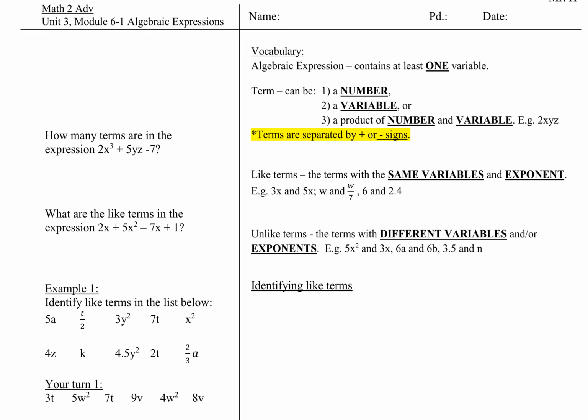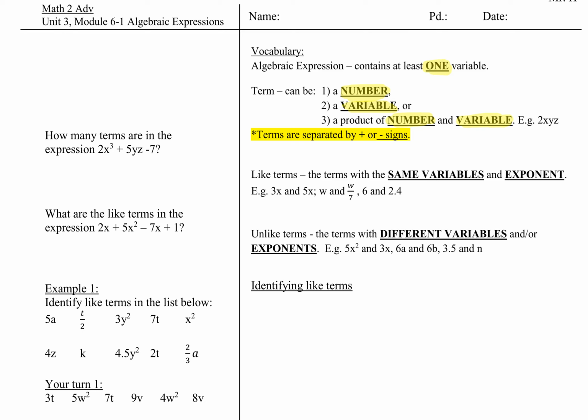Hello everyone. In this next unit, we are going to start shifting our attention to algebraic expressions. Algebraic expressions are expressions that contain at least one variable. In those expressions, you're going to have several terms. Terms can be a number, a variable, or a product of a number and a variable, such as 2 times x times y times z. And you're going to see terms separated by plus and minus signs.